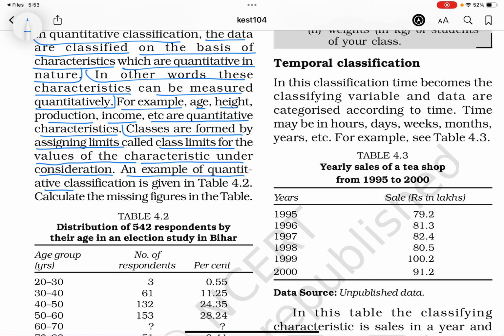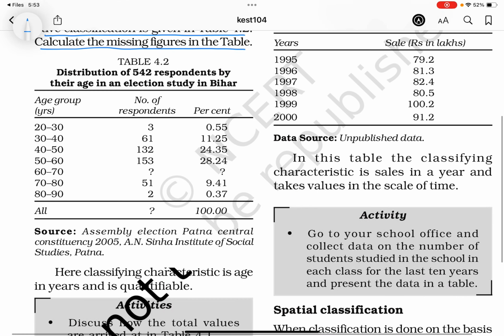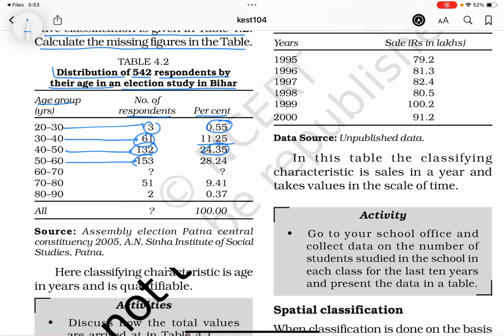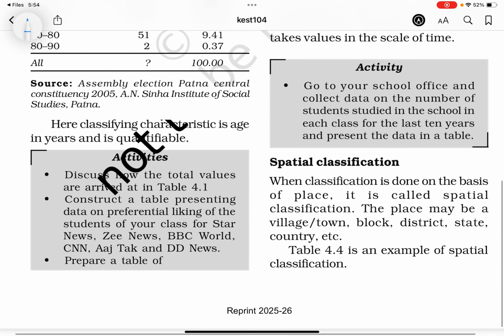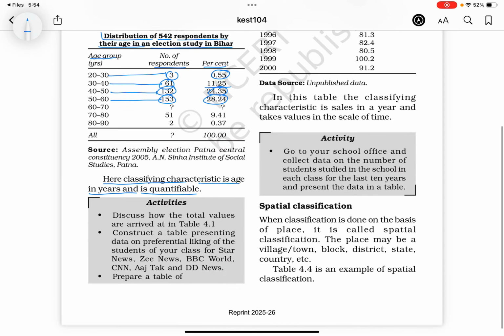An example of quantitative classification is given in 4.2. Calculate the missing figures in the table. Distribution of 542 respondents by their age in an election study in Bihar. Age group 20 to 30, 3 respondents, 0.55%; 30 to 40, 61, 11.25; 40 to 50, 132, 24.35; 50 to 60, 153, 28.24. Here the classifying characteristic is age in years and is quantifiable.